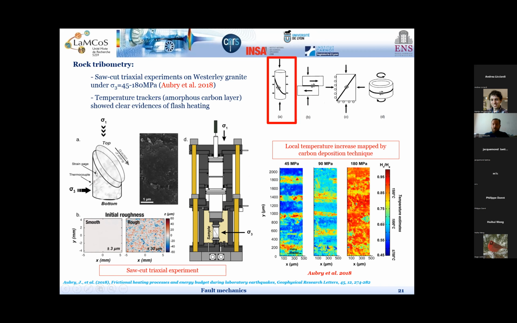to provide evidence of extremely high temperature increases well beyond the melting temperature of the common minerals observed in rocks, like well beyond 1500 degrees Celsius.